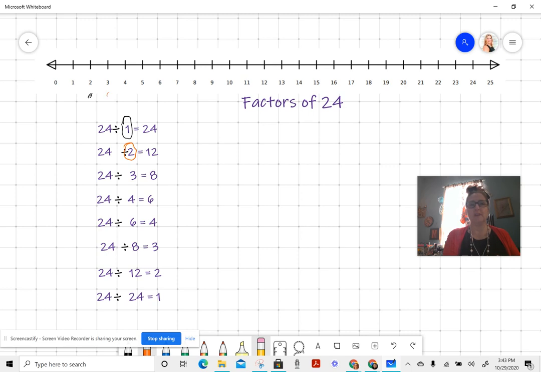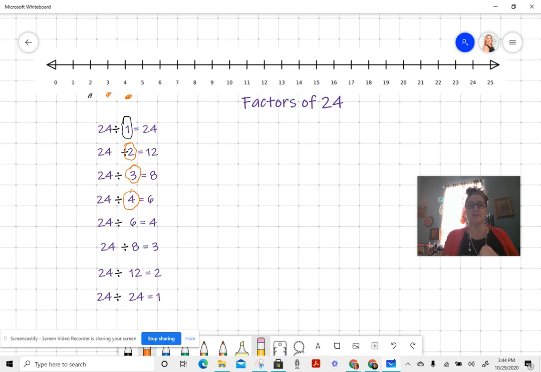Then I'm going to go to the next number on the number line, to 3. 24 divided by 3. And when I put that in my calculator, I get 8, a whole number with no remainders. And so 3 is a factor of 24. And then I go to the next number, 4. 24 divided by 4. I get 6, no leftovers. So 4 is a factor of 24.